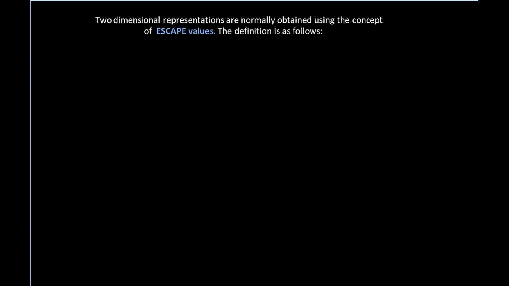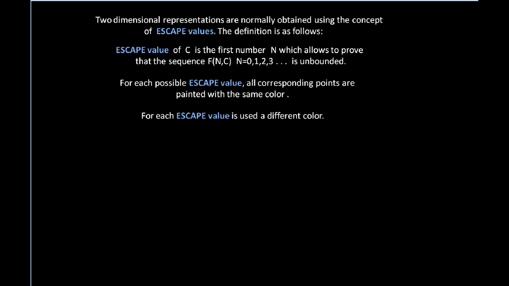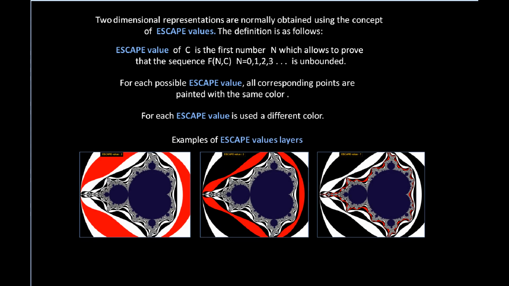Two-dimensional representations are normally obtained using the concept of escape values. The definition is as follows. For each possible escape value, all corresponding points are painted with the same color. For each escape value a different color is used. Here we have some examples of escape value layers.